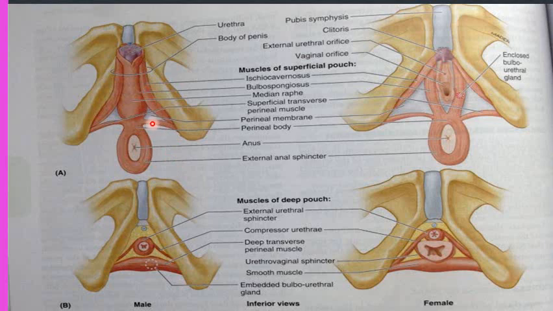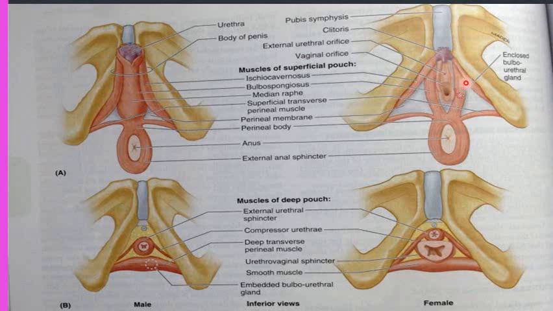So along with that superficial transverse perineal muscle, there is the bulbospongiosus along with its corpus, and then the ischiocavernosus along with the corpora cavernosa on each side.